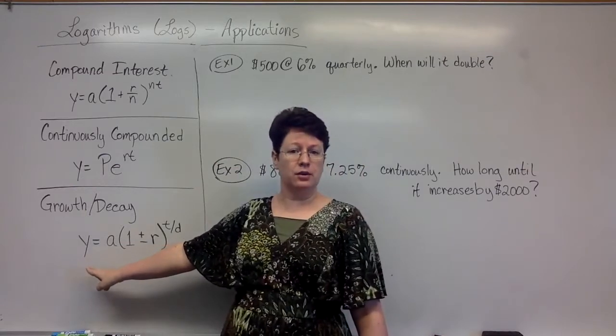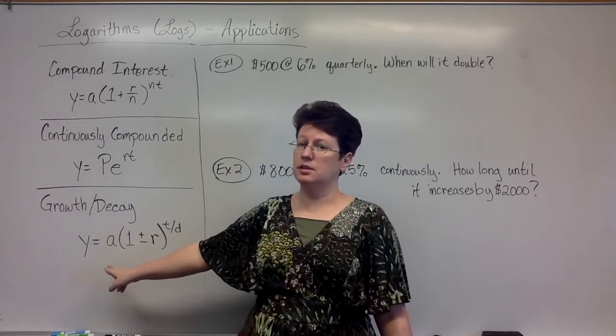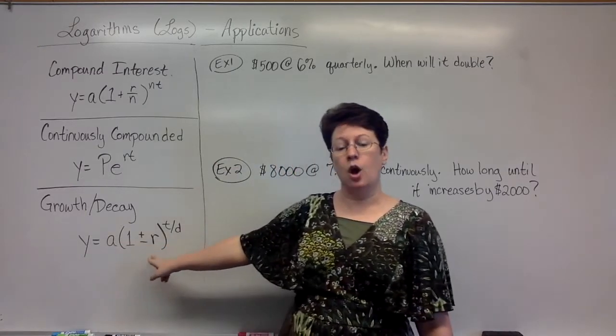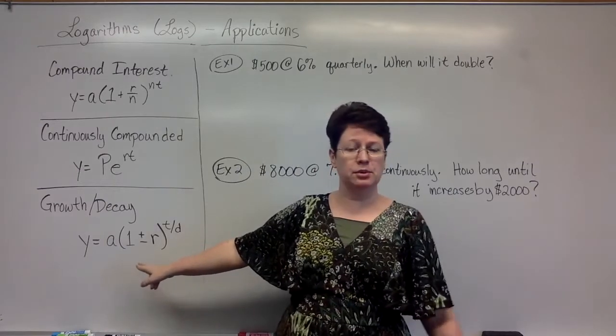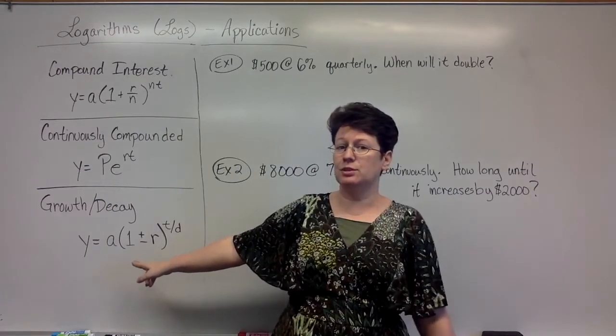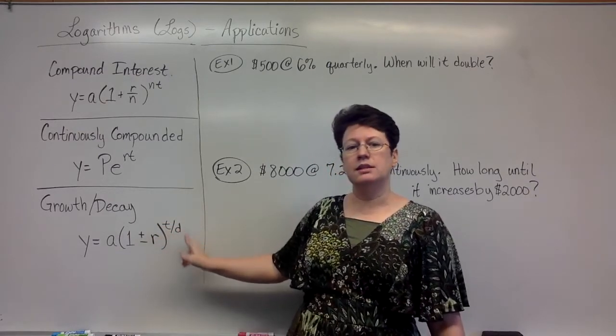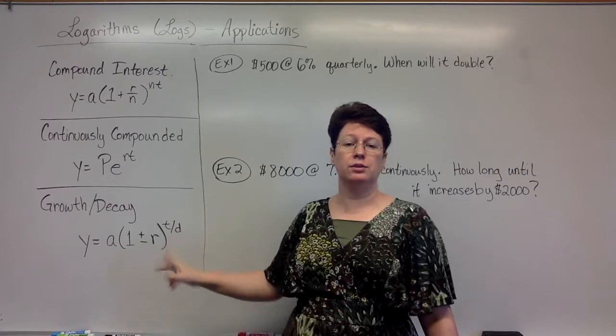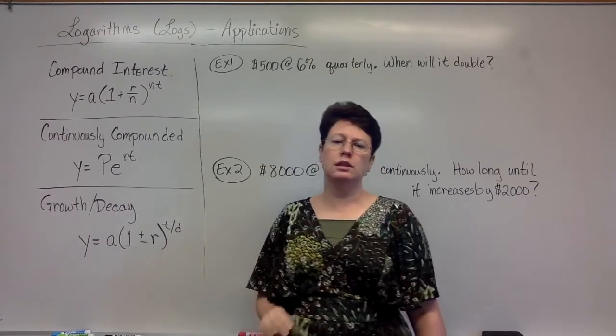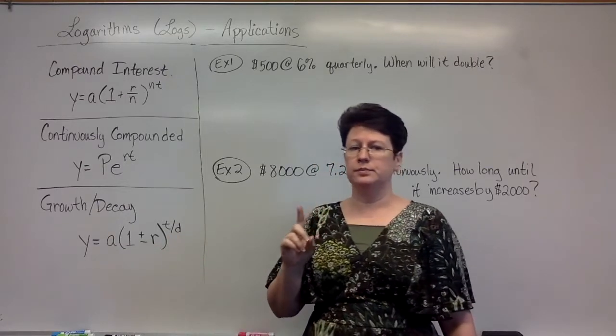Y is still the final amount. A is still my initial amount. R is still my rate. It's still a percent, and I still have to convert it to a decimal. T is still time. D is like the N. It's a frequency. But with growth and decay, usually that D value is a 1.